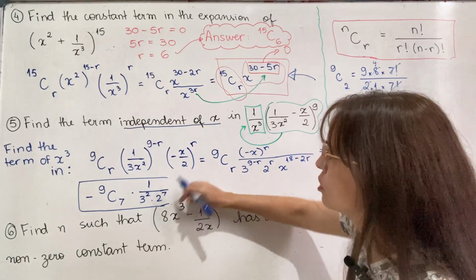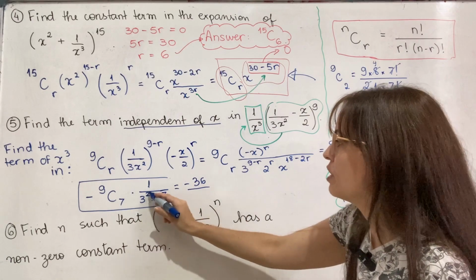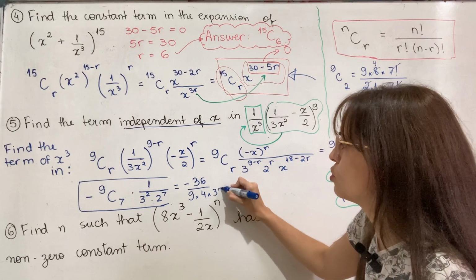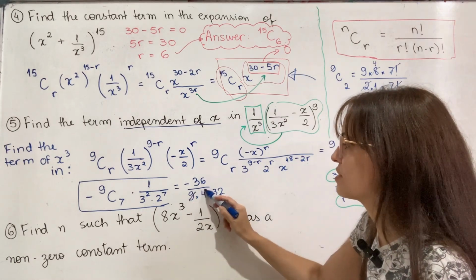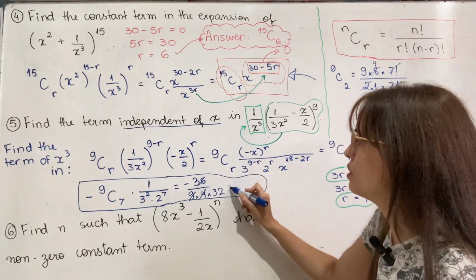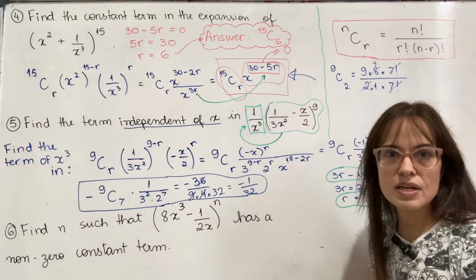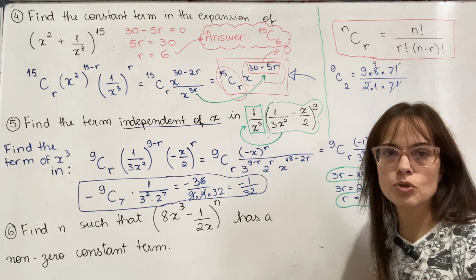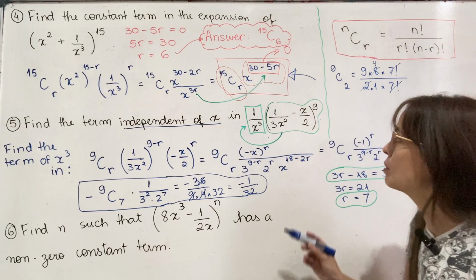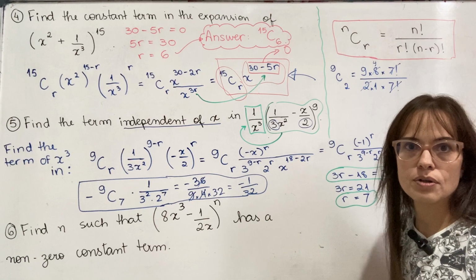Let's put that here. So we have minus 36 over, well, here we have 9 times 4 times 32. So I'm doing it this way because I'm going to cancel this with this as well. And the answer is going to be negative 1 over 32. In this case, the answer was allowed to not be an integer. It was 1 over 32, but that's not because of the binomial coefficient, okay? The fraction came from the fact that we had a 1/3 here and a 1/2 here.